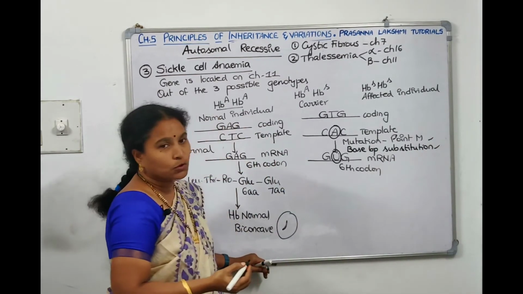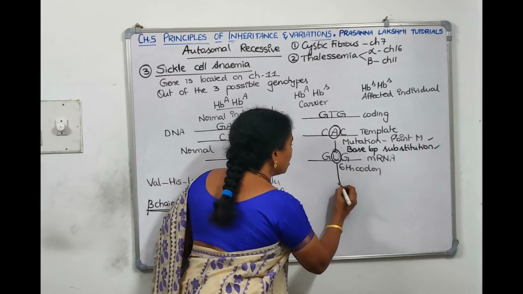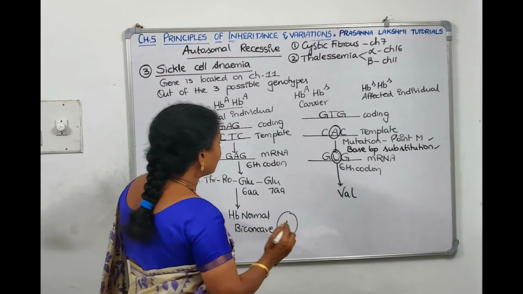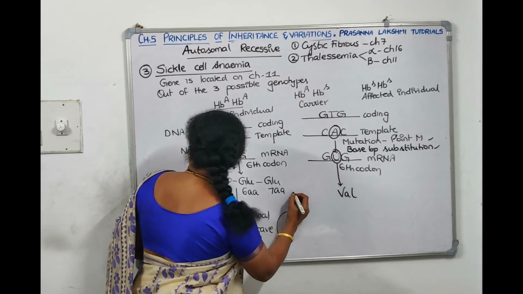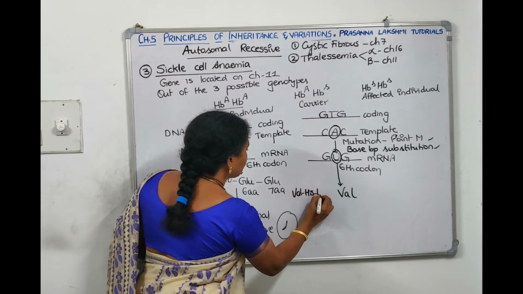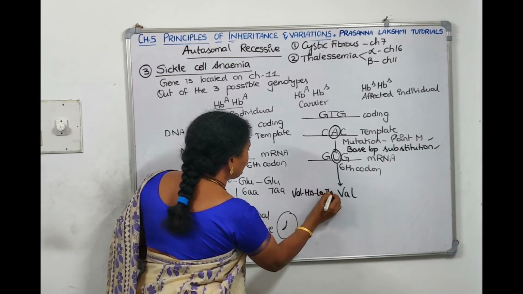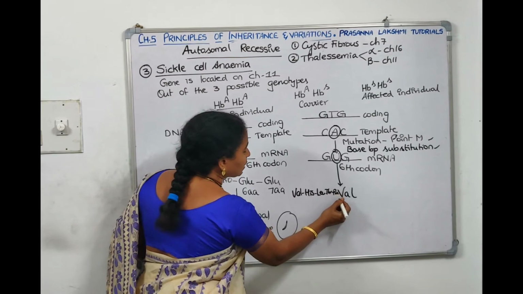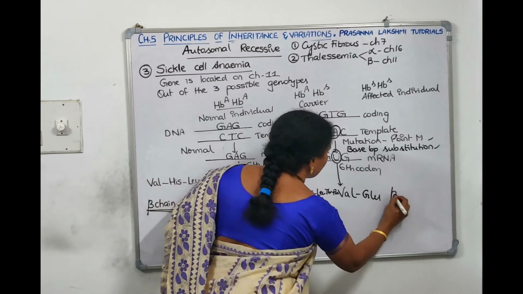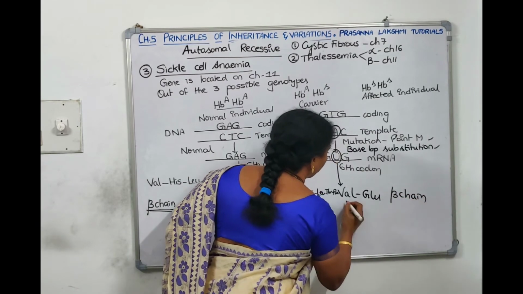Now this GUG codes for which amino acid? GUG, we know that it codes for valine. The first to fifth amino acids are the same. If we want, we can write here. The first amino acid is valine. Second is histidine. Third is leucine. Fourth is threonine. Fifth is proline. The sixth one will be valine and the seventh one will be glutamic acid. Which chain is this? This is the beta chain of the hemoglobin molecule.